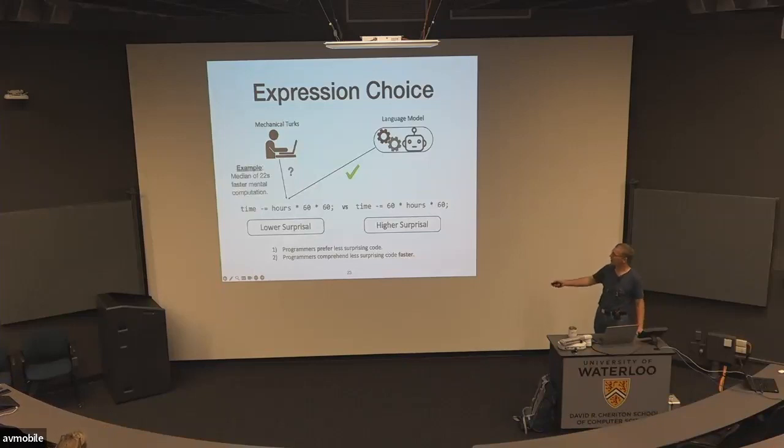Now, this example I've pulled out from their paper is an extremal case where the median Mechanical Turk took 22 seconds more to evaluate the more surprising expression than this one. And I find that in itself quite surprising. They don't look like they would cause a 22-second median difference.